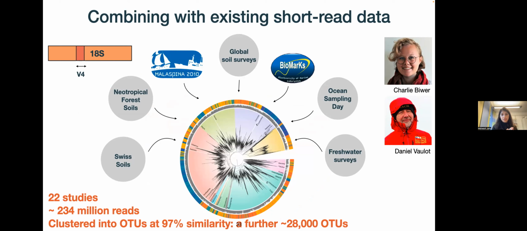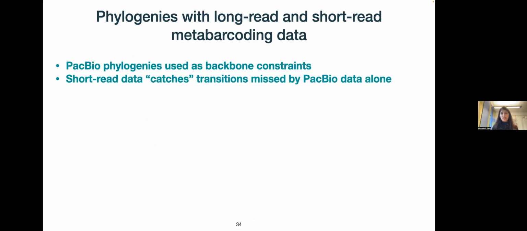Some of the data sets we included are the Malaspina data set, neotropical forest soils, some global soil surveys, multiple freshwater surveys, etc. This was a lot of work that was done by Charlie Beaver, who was a master's student in the lab at that time, and Daniel Volo. In total, we obtained roughly 200 million reads, and we clustered them into OTUs, and then inferred phylogenies combining both the long read and the short read data. Here we used the PacBio phylogenies as backbone constraints into which we could insert these short read sequences.